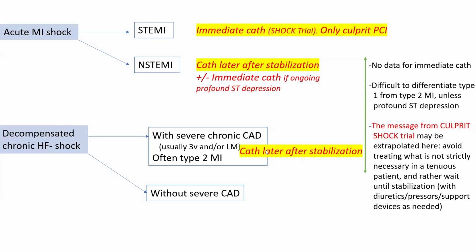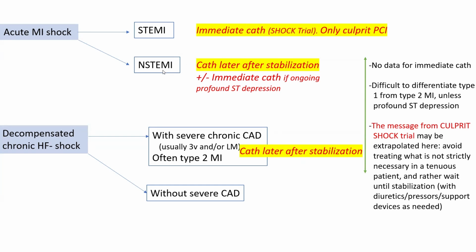Those two, there is no evidence that they benefit from immediate cath. And if you take an indirect message from the CULPRIT-SHOCK trial, you can extrapolate it here. You should avoid treating what is not strictly necessary in a tenuous patient and rather wait until stabilization with diuretics, pressors, and support devices if needed. So the spirit of the CULPRIT-SHOCK trial tells me that those preferably should not undergo cath immediately. Rather, you should wait until stabilization to go for cath.